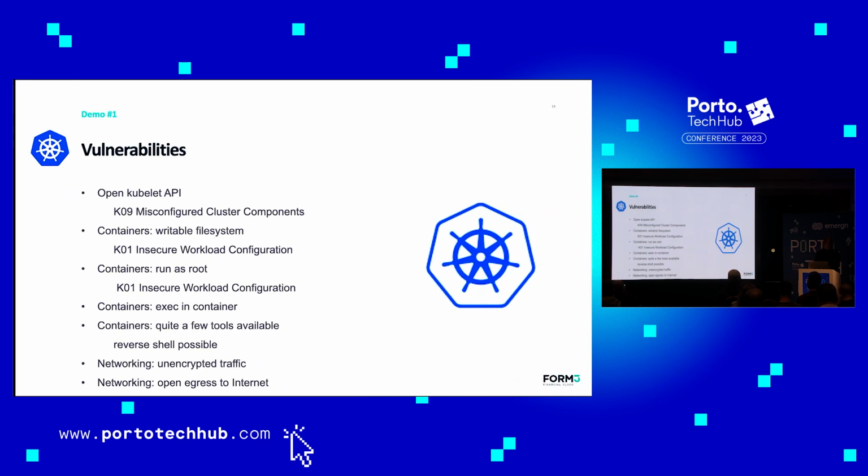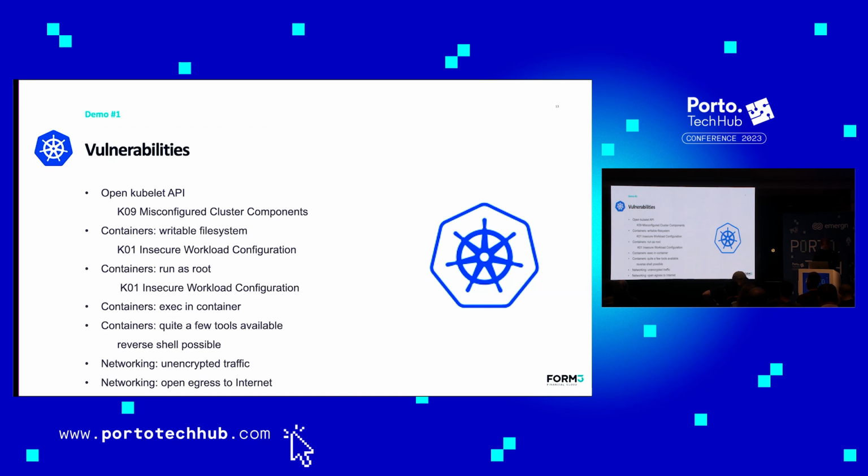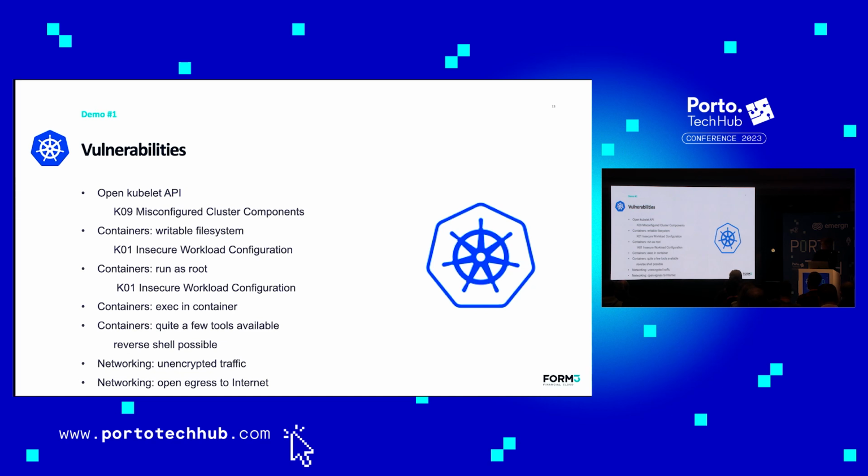So we have this open Kubernetes API, and it falls under K09 misconfigured cluster components. And then we have a series of K01 insecure workload configurations, so misconfiguration on the container level. Basically, we had writable directories where we could install anything we could imagine. The container was running as root. We were able to exec into the container, and there were quite a few tools available, and a reverse shell was possible.